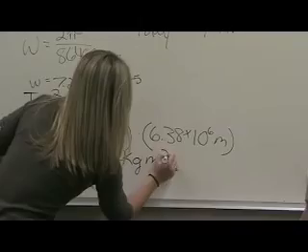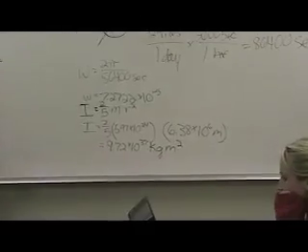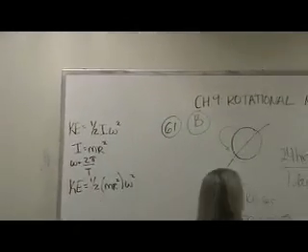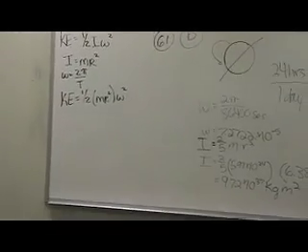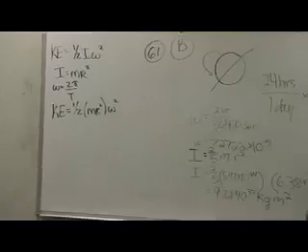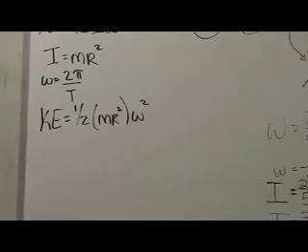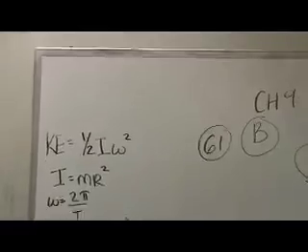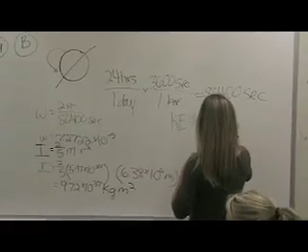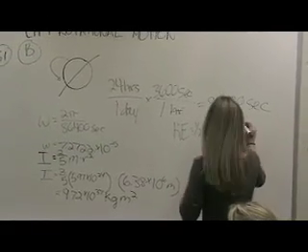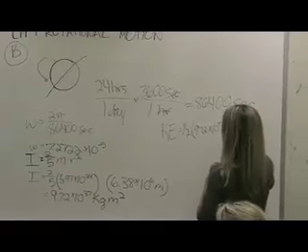Now that we have I and omega, we can plug it into the kinetic energy formula. We're using the top, since we already calculated I, but it's the same. 1/2 I. What is I? 9.72 times 10 to the 37th times omega, which is 7.27.